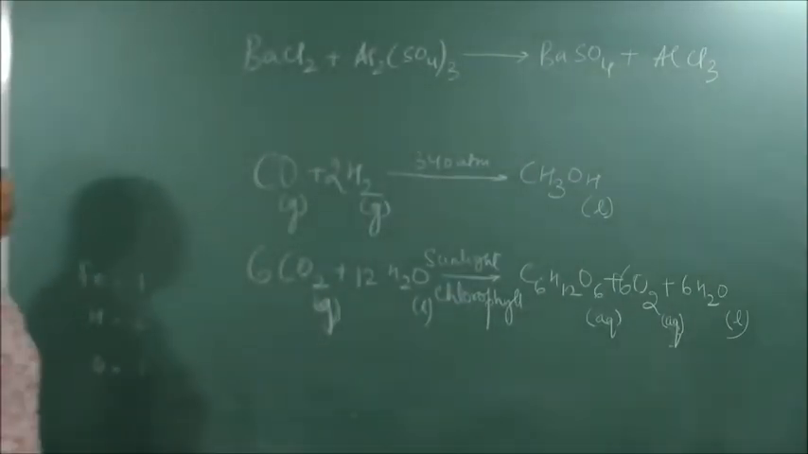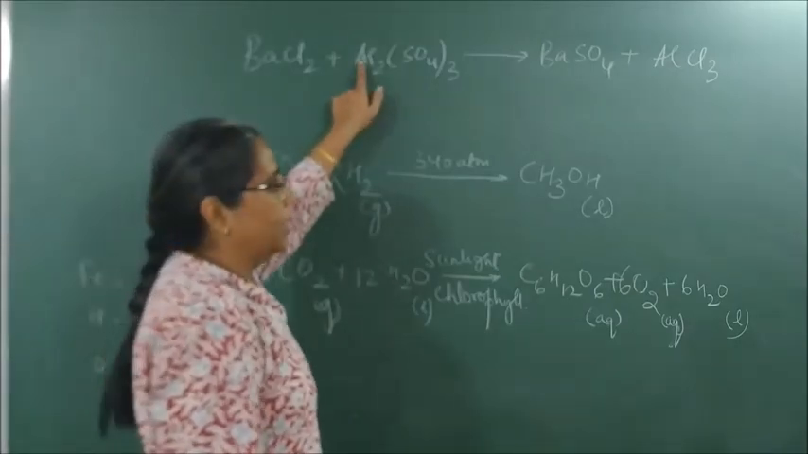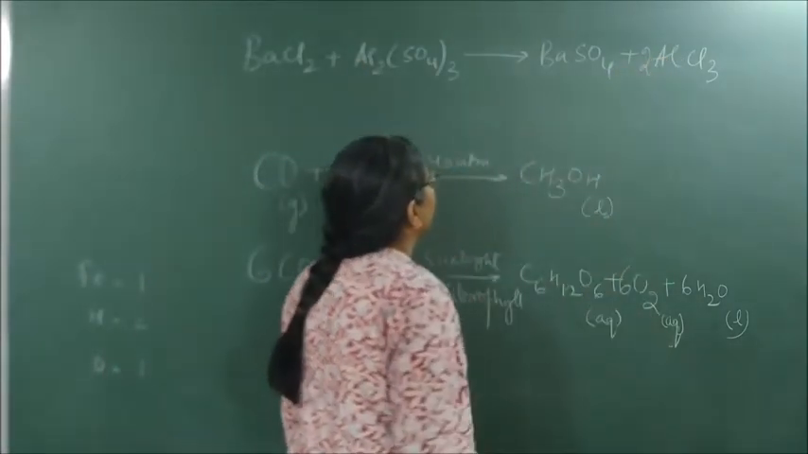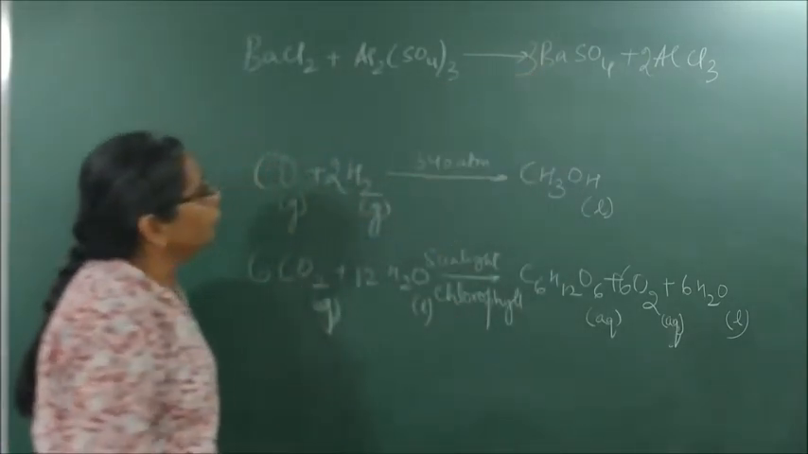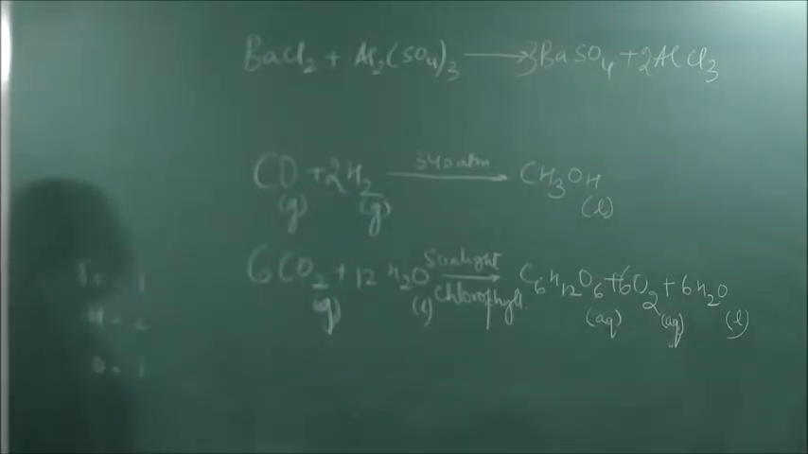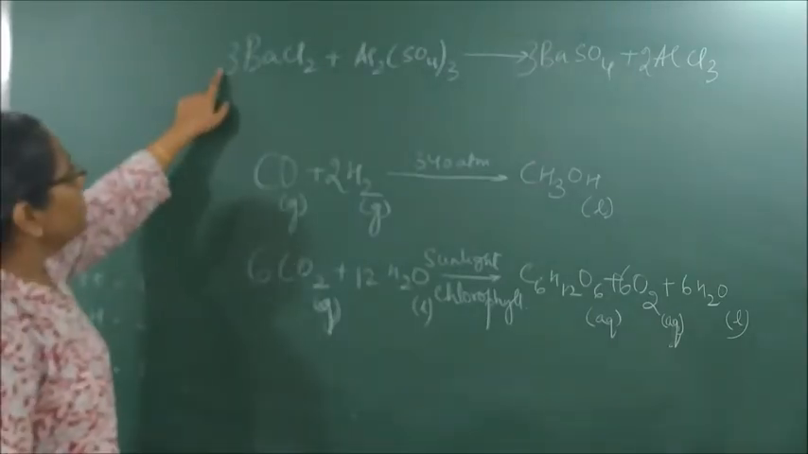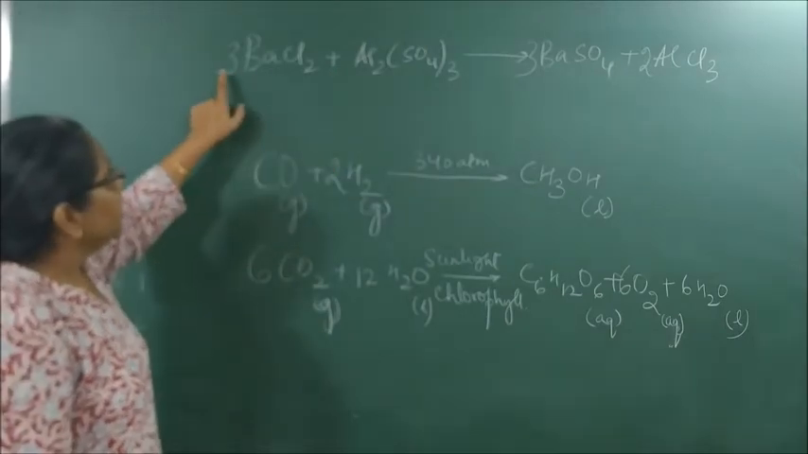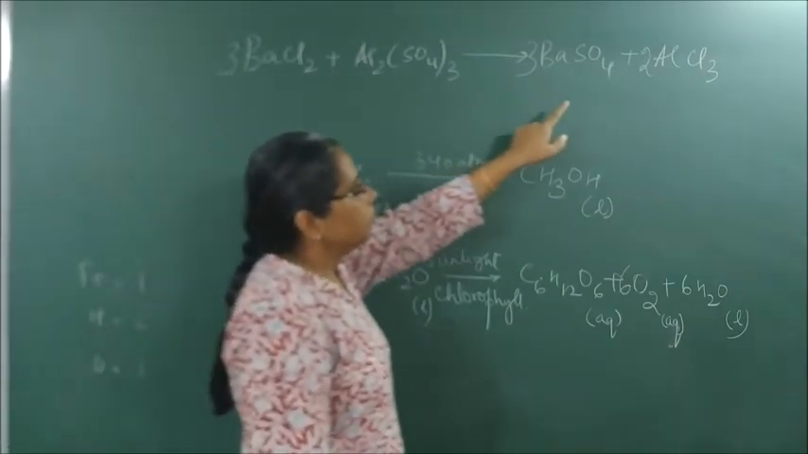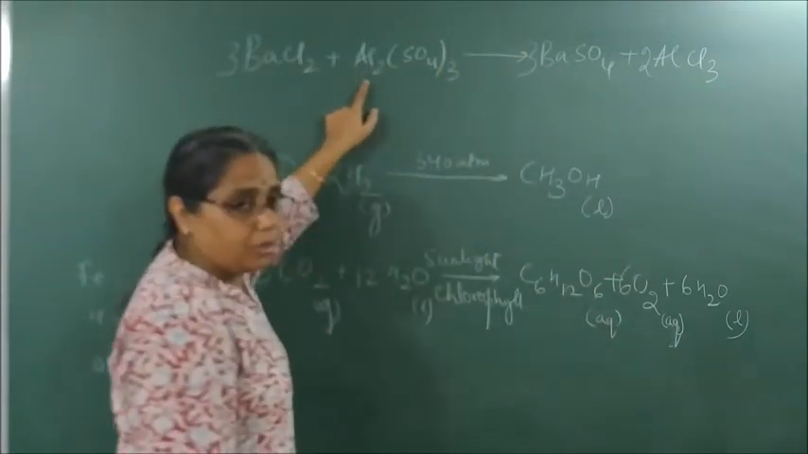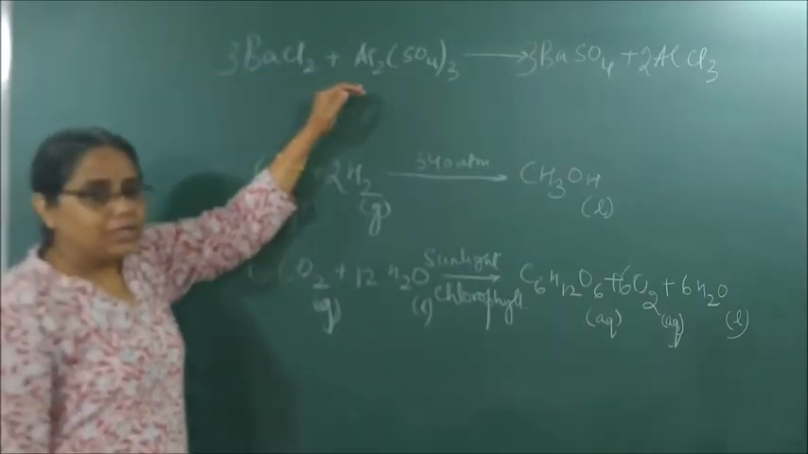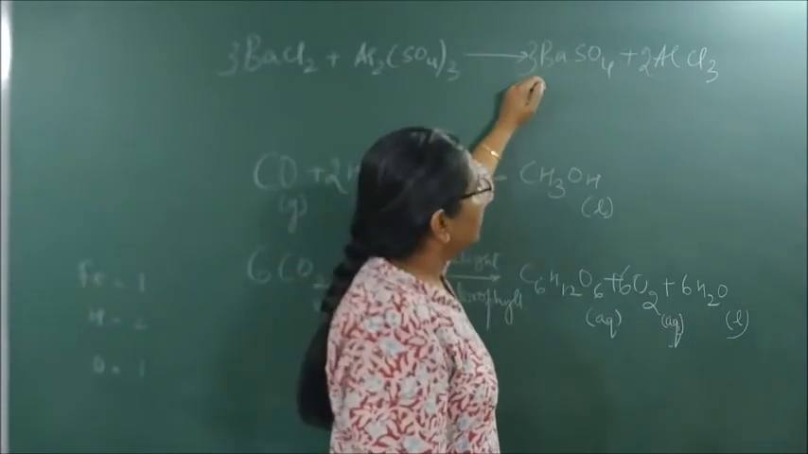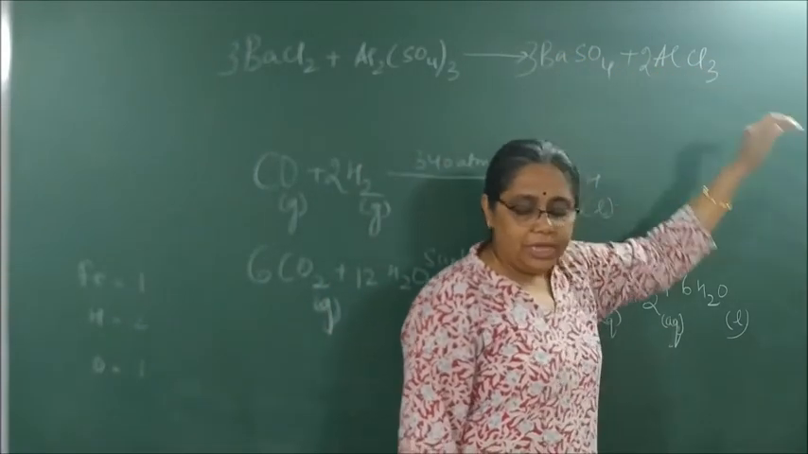Now let us start. We have to balance this equation. How many Al? 2Al. So let us start with 2Al. Now how many SO4? 3SO4. So I will write 3BaSO4. If I make that 3BaSO4, I should make this also 3BaCl2. So now 3Ba and 3SO4 balance. Here 3 twos are 6, and here also 3 twos are 6. How many Al? 2Al. So the equation is balanced: 3BaCl2 plus Al2(SO4)3 gives 3BaSO4 plus 2AlCl3.